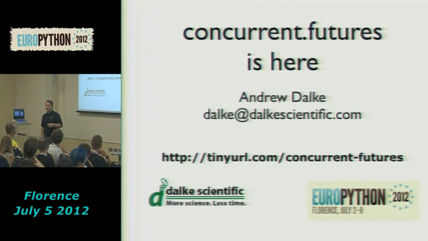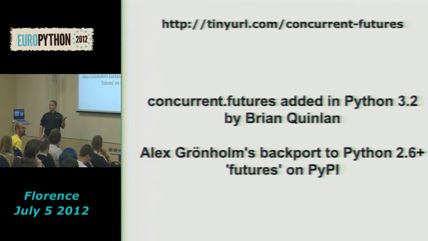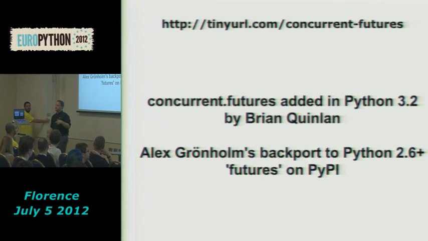Most of the text in my presentation is given at that URL. I wrote this as an essay for my blog site. What I'm going to talk about today is concurrent.futures. It was added to Python 3.2 by Brian Quinlan, at least that's the name in the email address inside the attributions. And then it was backported by Alex Grönholm to Python 2.6 and 2.7.